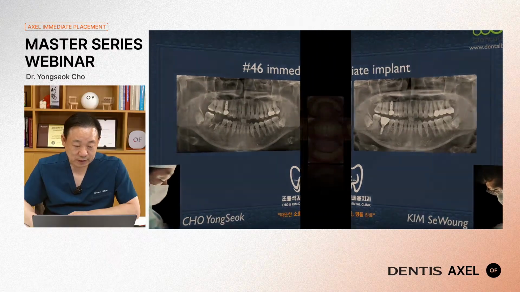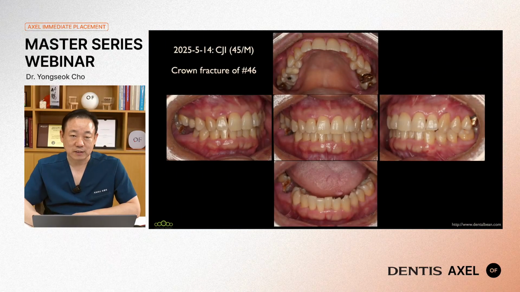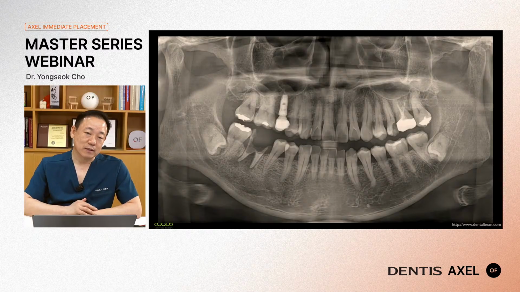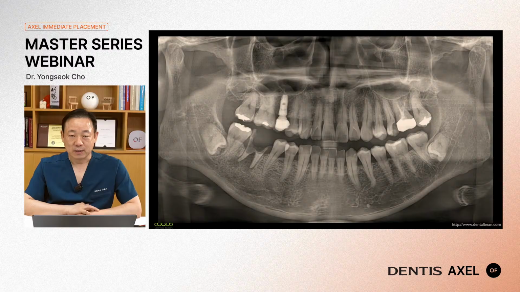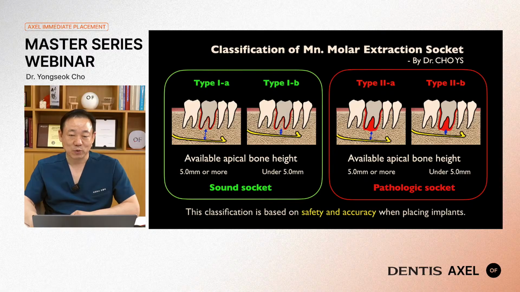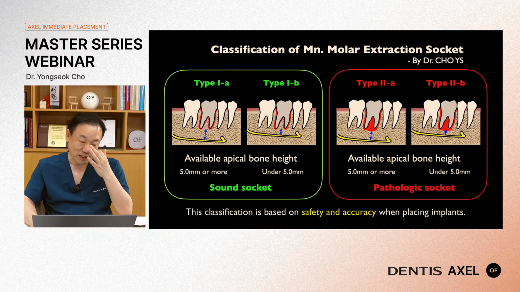Here is another case, also a 46 crown fracture case. What is the classification of this situation? 46, crown fracture and apical lesion we can see. Again, look at my classification: type 1 sound socket, type 2 pathology socket, and depending on available apical bone height, from 5 millimeters, more or less, it is A or B.